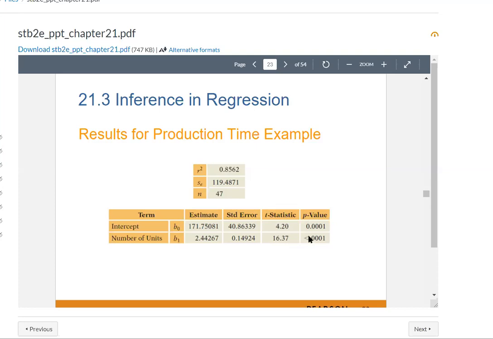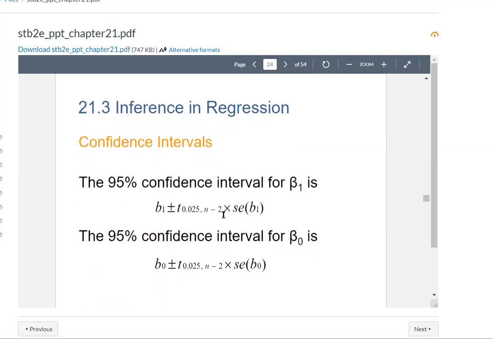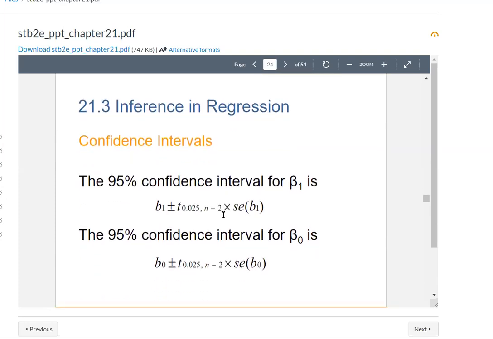If the p-value is not given, what do you use? You can use t-statistics if it's available. It has to be more than 2. If t is more than 2, that's equivalent to the p-value being less than 0.05.